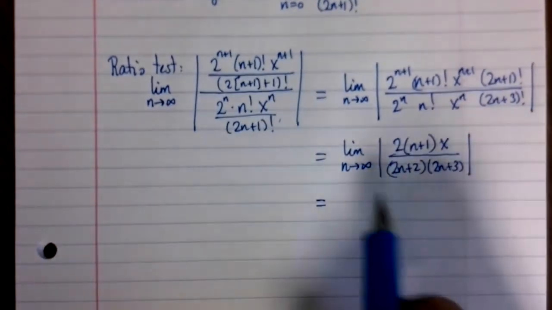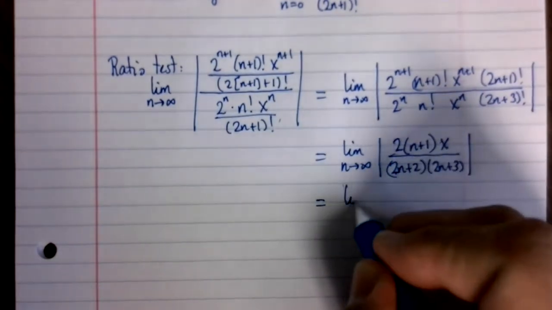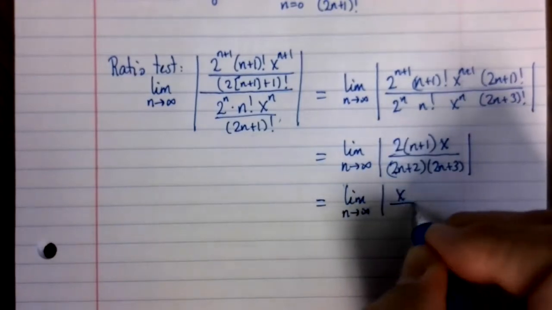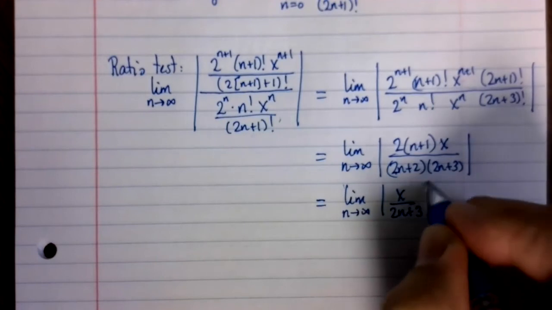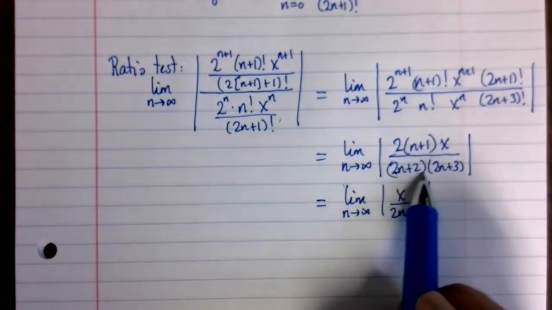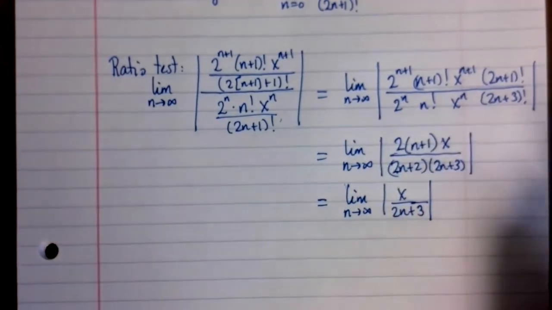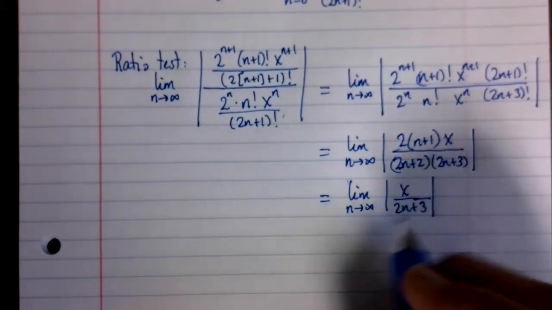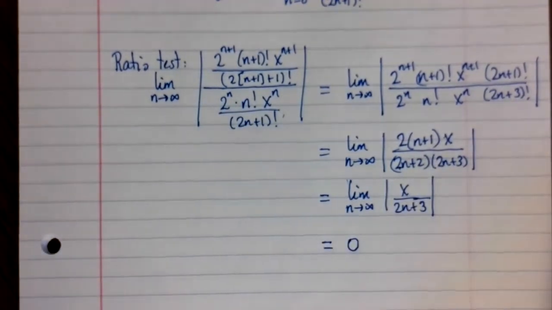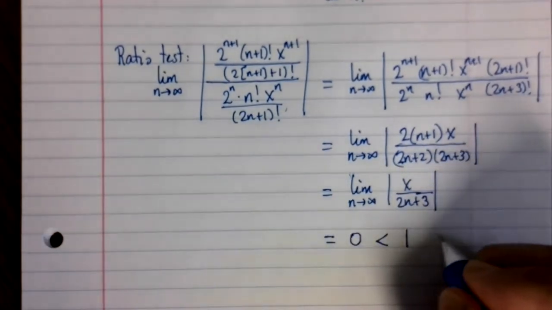Okay, now I can make one simplification here. Those cancel, so I get the limit as n goes to infinity of x over 2n plus 3. But even if they didn't cancel perfectly, the degree of the new denominator is quadratic in n, while the numerator is only linear in n. So I know full well by L'Hopital's rule that this is going to go to 0 as n goes to infinity. And 0, of course, is always less than 1 for all x.